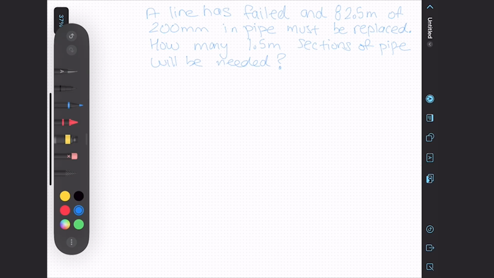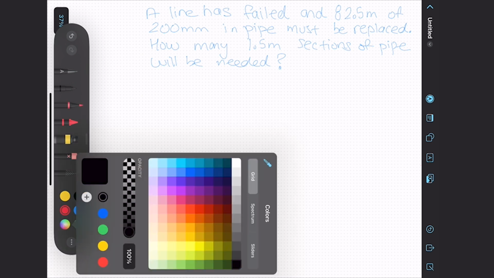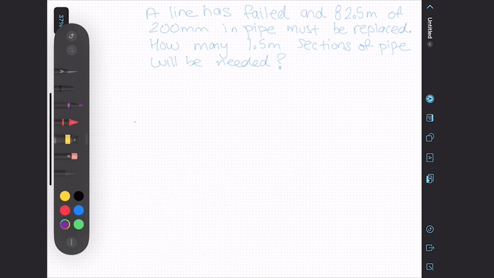Okay, so we have a question here. It's telling us that a line has failed and 82.5 meters of 200 millimeter pipe must be replaced. How many 1.5 meter sections of pipe will be needed?